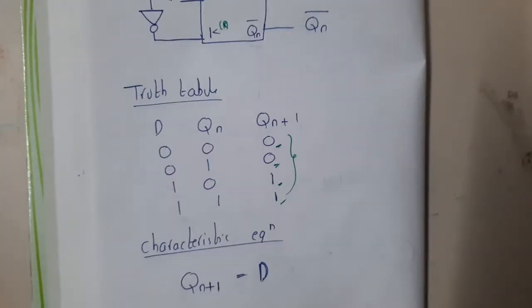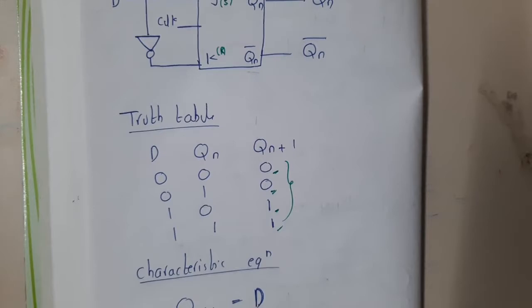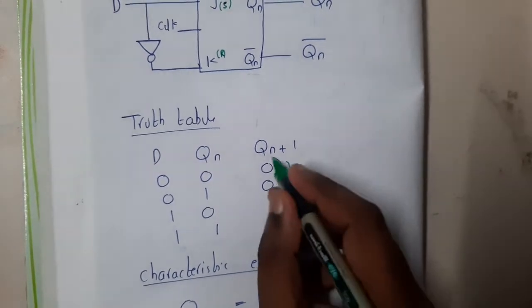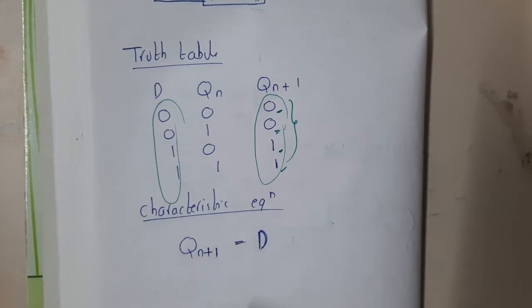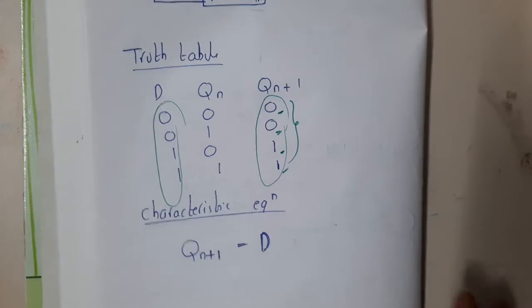If you observe carefully, this Qn looks very similar to this, right? This Qn is exactly D. So that is the reason why you can directly say that the characteristic equation is nothing but Qn plus 1 equal to D. Quite simple, right?